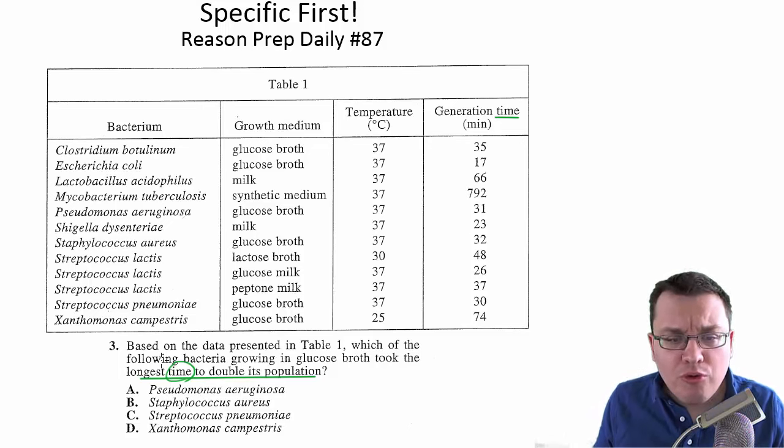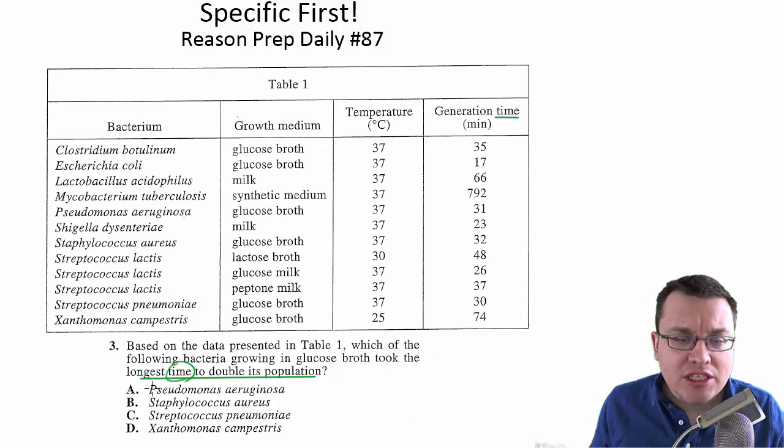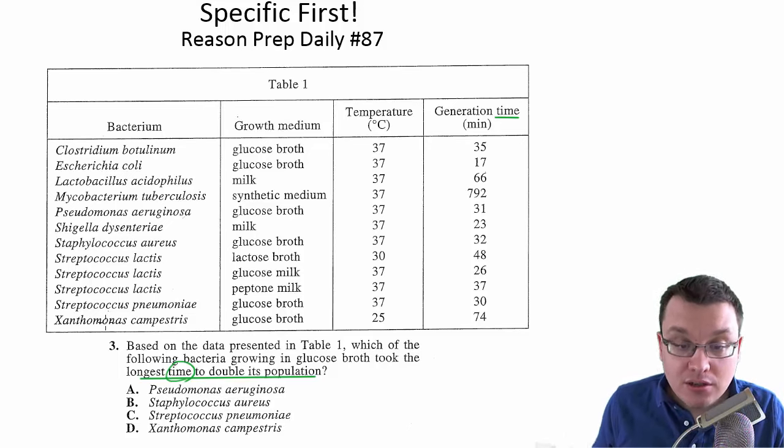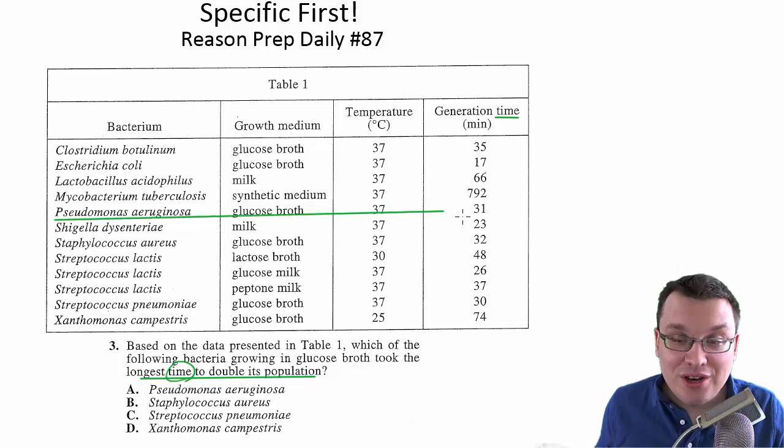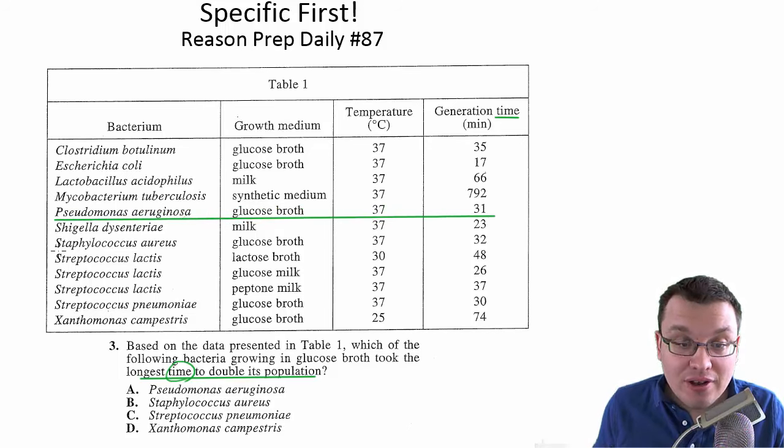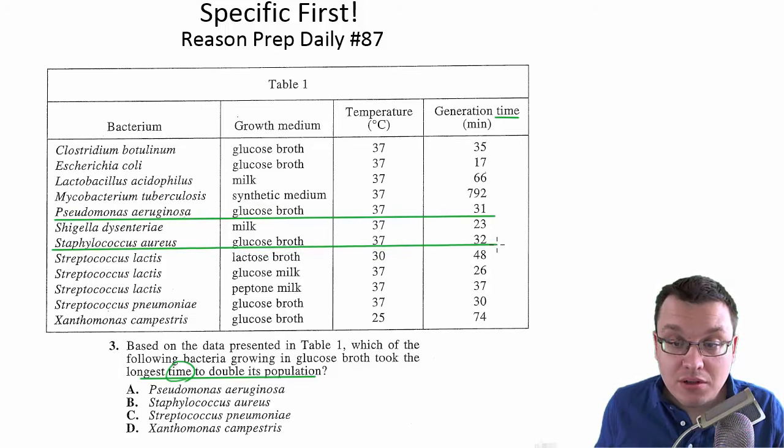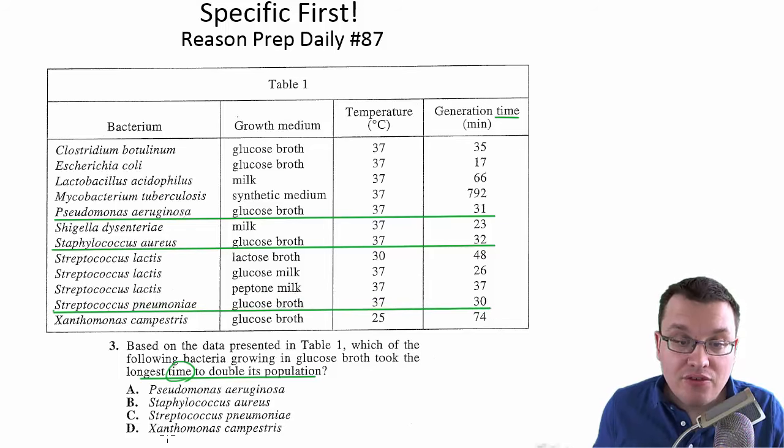So the first thing we'll do before we start worrying about that is let's look at these choices. So we've got Pseudomonas. I'm not even going to bother pronouncing these. So we have this one. We have the Staph aureus, this one. We've got Strepto, this one. And then we have Xanth, blah, blah, blah.